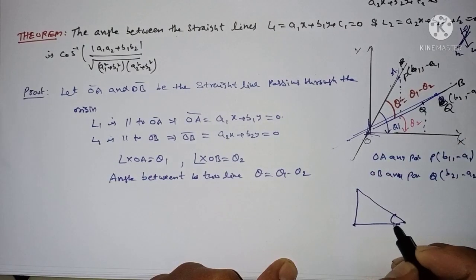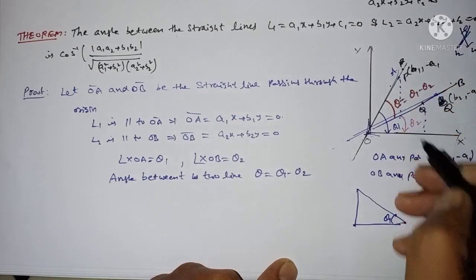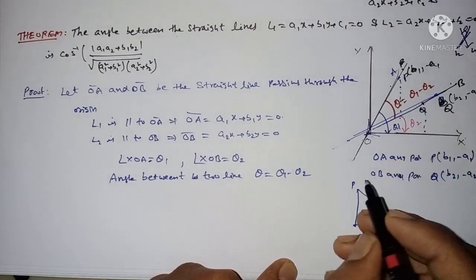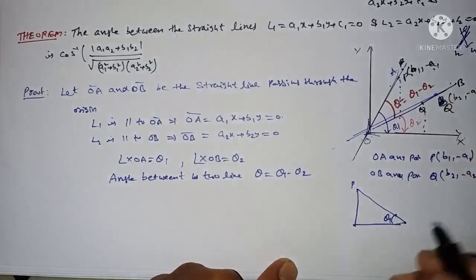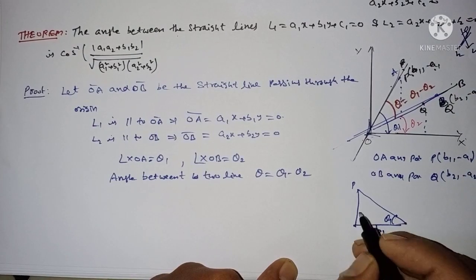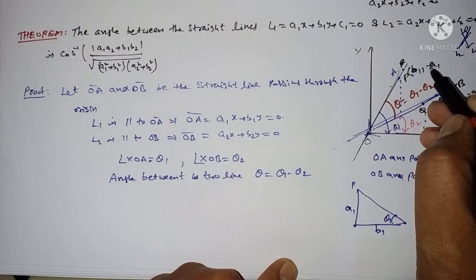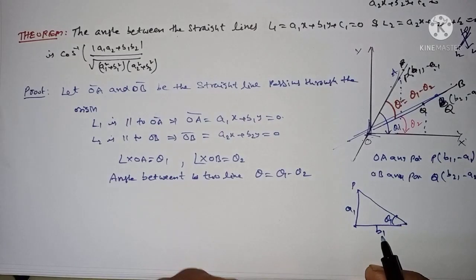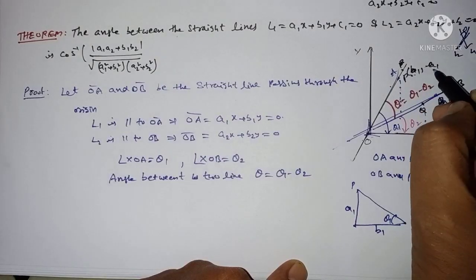This is theta 1, and this is the P value. Now this is P of x and y. Therefore, I can take x as B1 and this as A1. Clear? A1 comma B1. You don't take the negative, only the positive. It is only the distance: this is the x coordinate, this is the y coordinate.